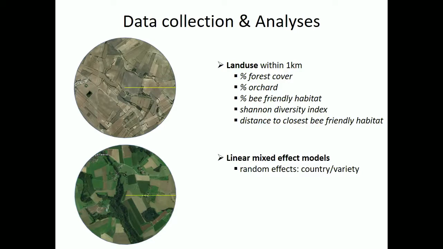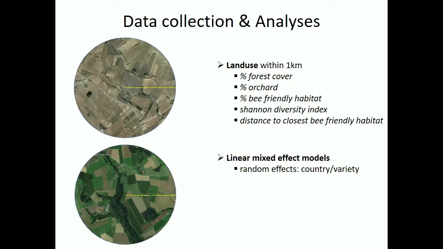We also have data for each site, landscape data around each site. This is a 1 kilometer diameter, and we have the percentage of forest cover and the percentage of orchards. We also have a percentage of bee-friendly habitats, which is estimated country-wise, so this does not cover the same type of habitats from country to country. We have a diversity of landscape land uses, and we have a distance to the closest bee-friendly habitat.